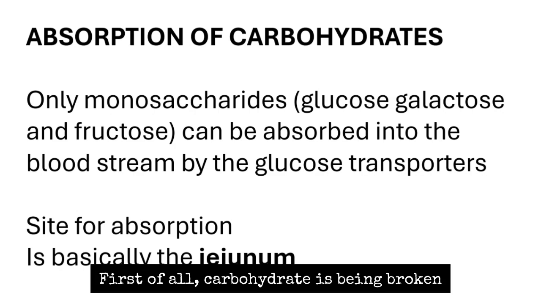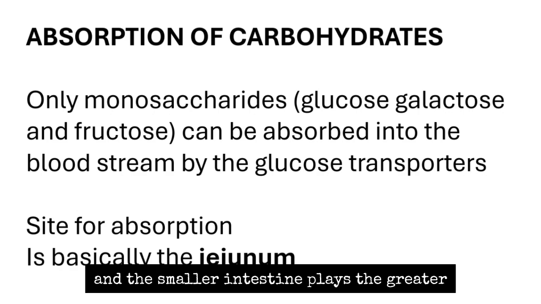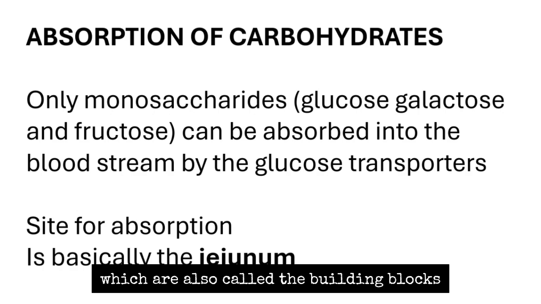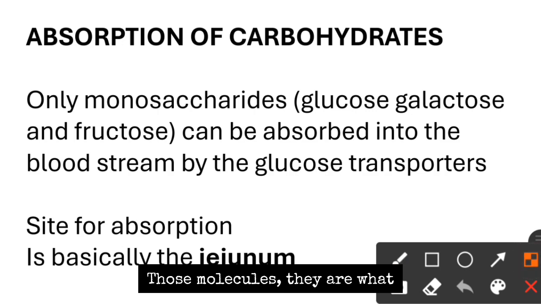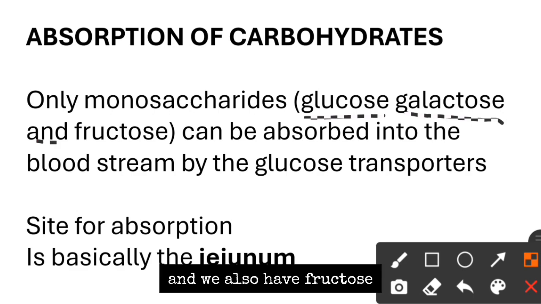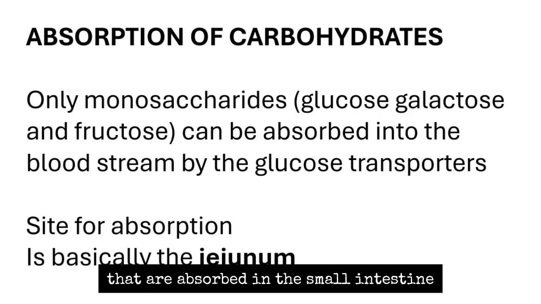First of all, carbohydrate is broken down in the system by some organs, and the small intestine plays the greater role in absorbing these molecules, which are also called the building blocks. Now, what are those molecules? Examples of them are glucose, galactose, and fructose. These are the building blocks that are absorbed in the small intestine.